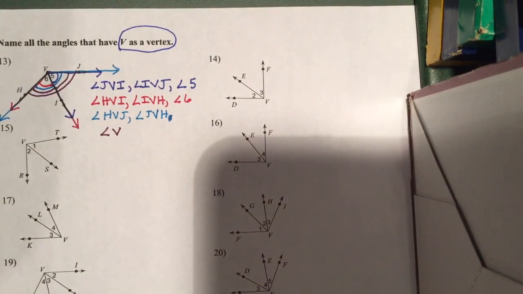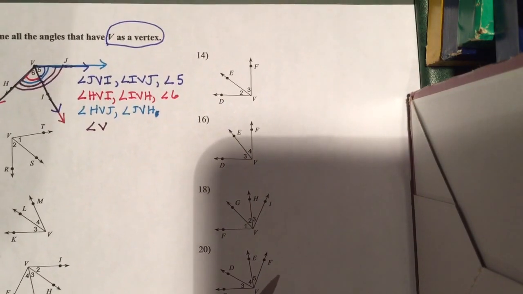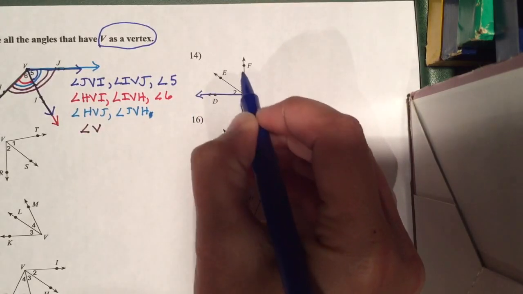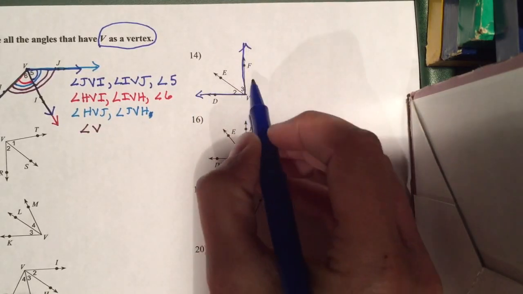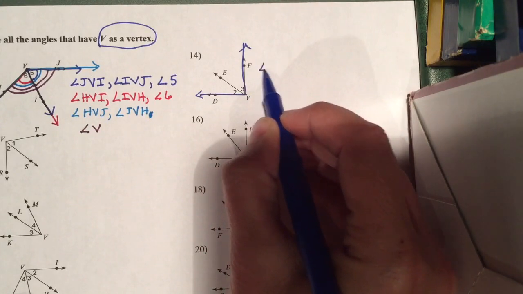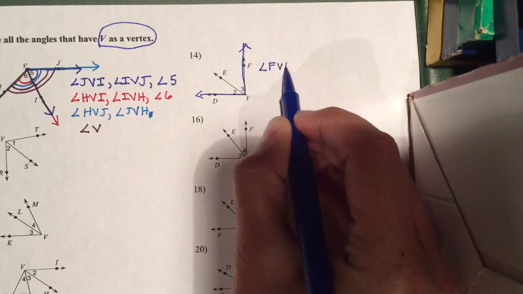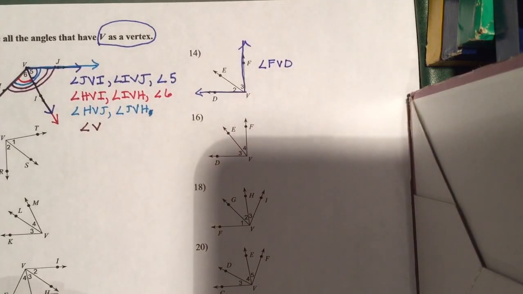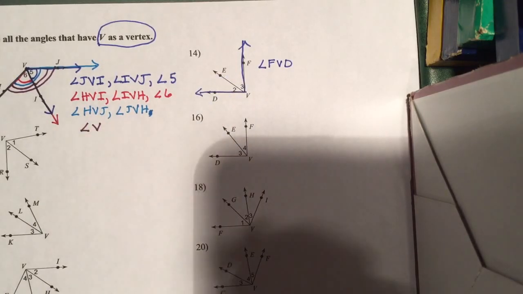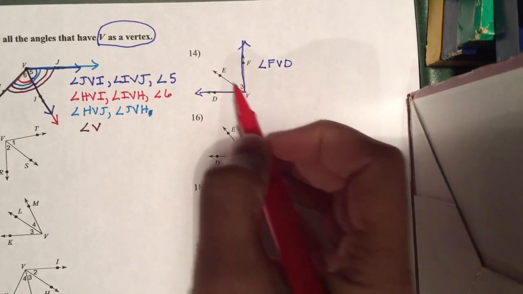So let's look at number 14. If I look at number 14, I'm going to look at these, and now I'm only going to name them with the one name. So this is my first angle. I've got 2 different options for this one. That's the big one, so I'm just going to call it angle FVD. Now I could have called it angle DVF. I can't call it angle V because angle V doesn't designate which angle I'm looking at, because there are 3 different angles that have vertex V.